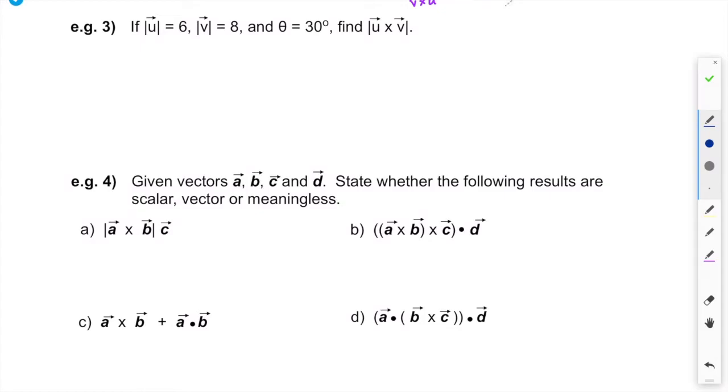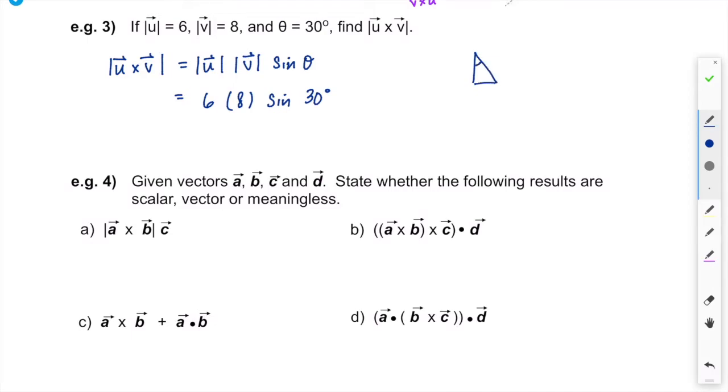So let's calculate in example 3. If magnitude of u is 6, magnitude of v is 8, the theta between them is 30 degrees, find the magnitude of u cross v. Very simple, because you're just multiplying or substituting values into the formula, okay? So 6 times 8 sine 30 degrees, and sine 30 is 1 over 2, okay? So this is 3 times 8, 24.